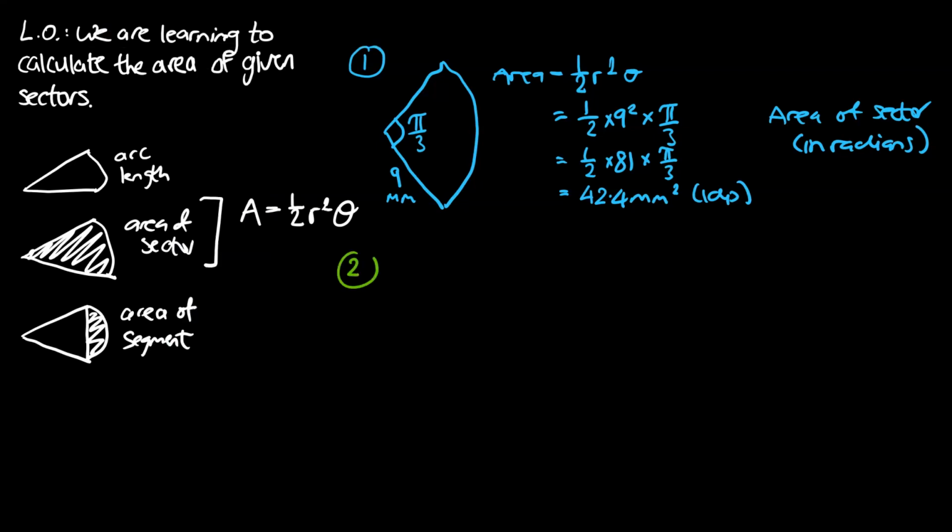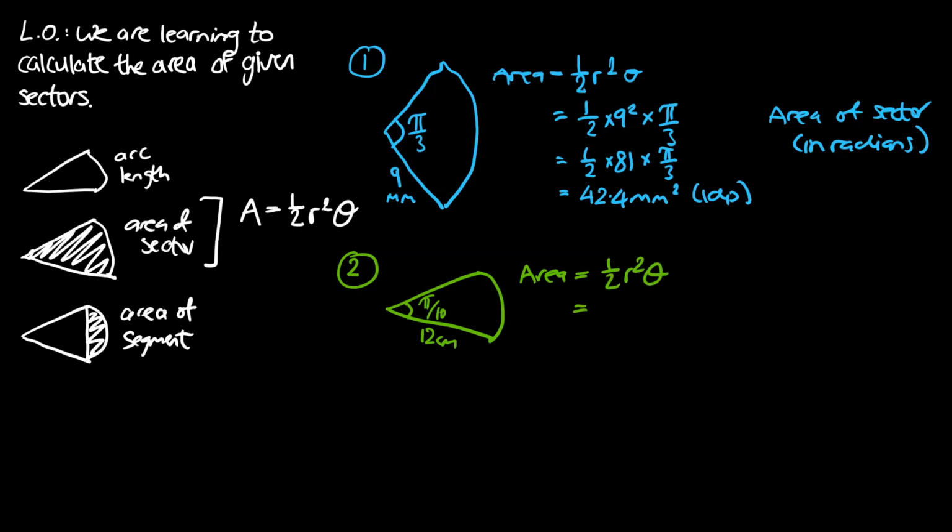So question 2, we've got another sector. Let's say it's a bit smaller this time around, and let's say that internal angle is pi divided by 10. It's got a radius of 12 centimeters. So similar steps, we start off by writing down the area formula. The area is equal to 1/2 of r squared times the angle.